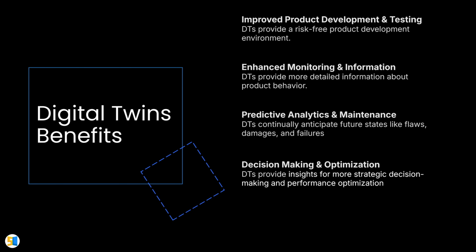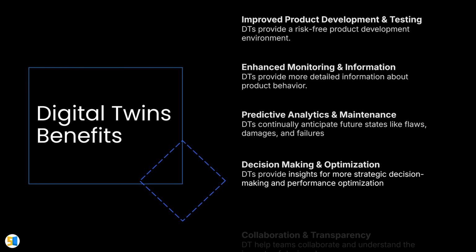Next, decision making and optimizations. They provide insights for more strategic decision making and performance optimizations. Modeling and simulation play a vital role in supporting decision making by accurately predicting system behavior.